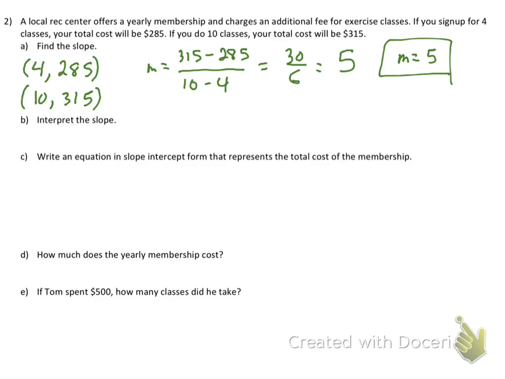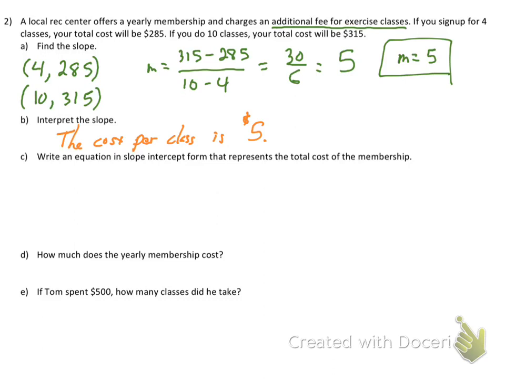What does that slope mean? Interpret the slope. What does that mean in the context of this problem? Well, you've got to think about what the recurring charge is here. What is the charge that's happening more than just once? The charge that's happening is the fee for exercise classes. So the slope is saying the cost per class is $5. Okay, so it's $5 per class.